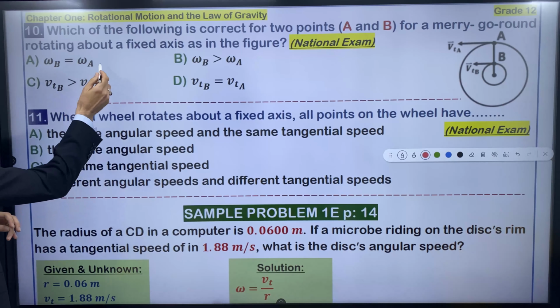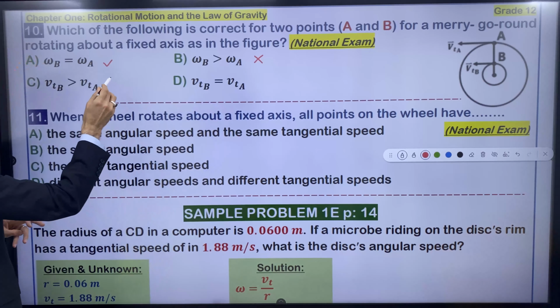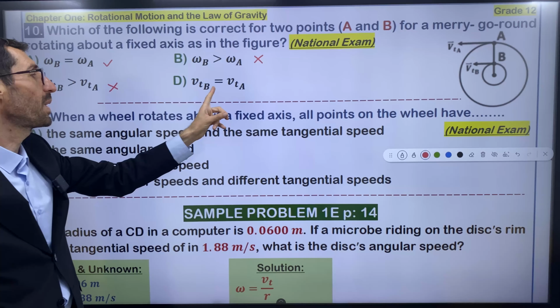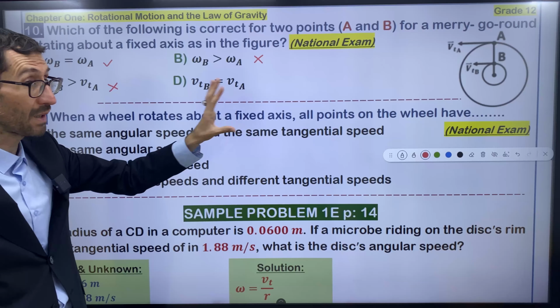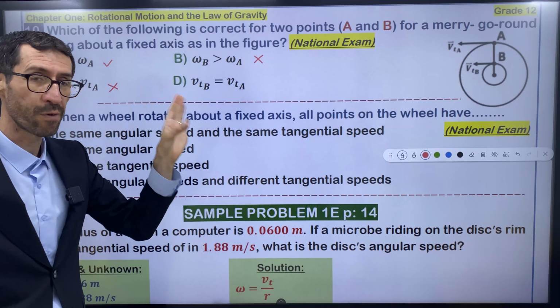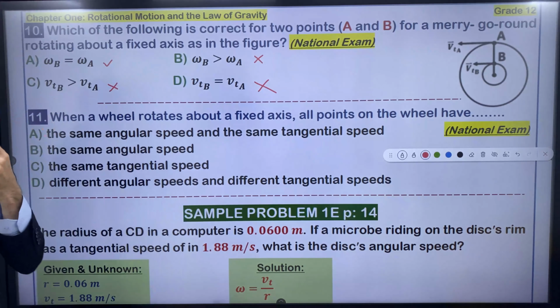Till now, this option is true. This one is wrong, and B and C are wrong. What do you say about D? D says VT of B is equal to VT of A. So it's not accepted. Tangential speeds can't be equal to one another. That's why we don't accept it.